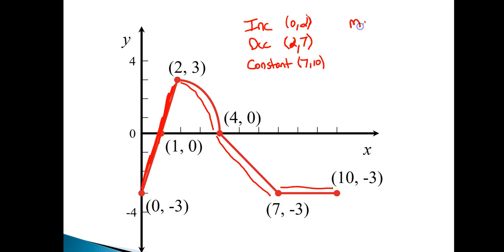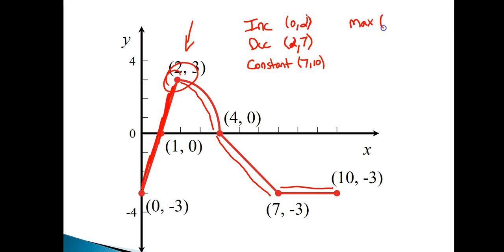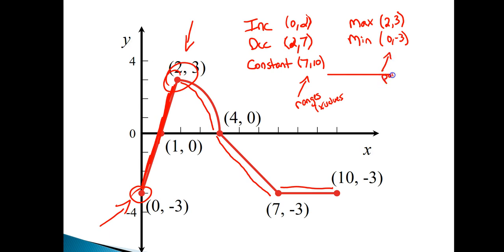Next up, where are the maximums? Maximums occur at the top of a hill. So we would say this point right there is a maximum. A maximum occurred at (2, 3). And where do minimums occur? Down here, that's a minimum. So we would say a minimum occurred at (0, -3). Now notice the difference here. These are ranges and their x values. These are points.